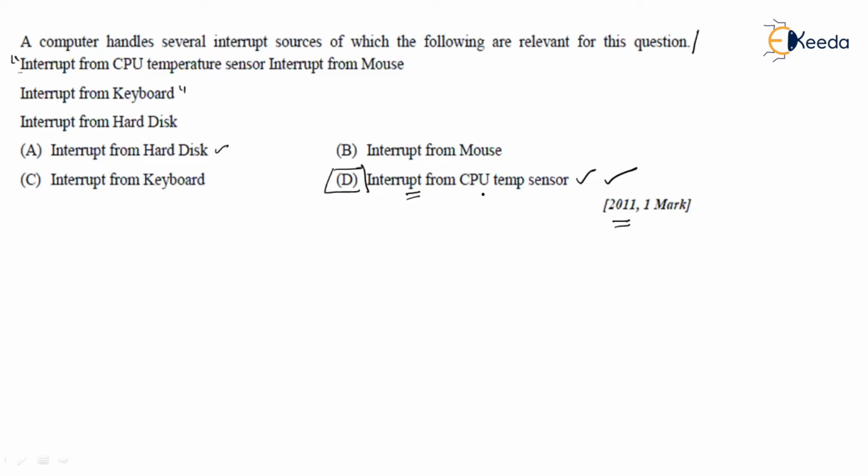There is no way we can ignore this interrupt. The interrupts from hard disk, mouse, and keyboard can be ignored. If some critical process is running and any of these interrupts occurs, the CPU may ignore them, but the CPU can never ignore the interrupt coming from the CPU temperature sensor. So obviously this will get the highest priority because the CPU may be susceptible to damage when this situation occurs.